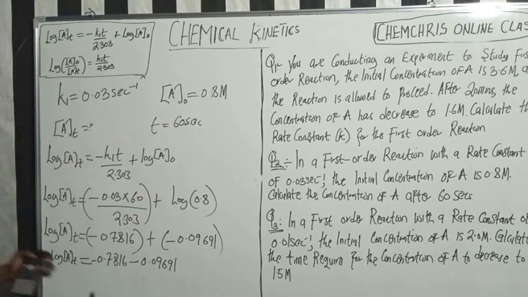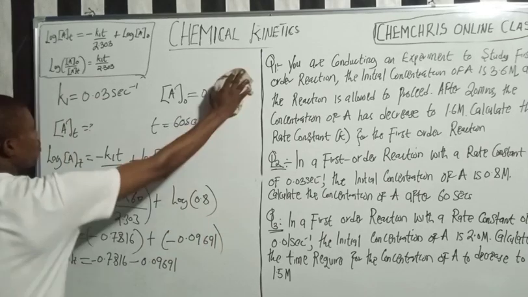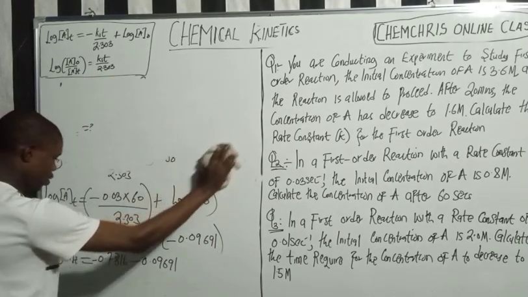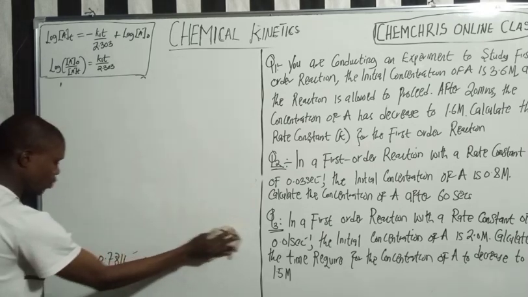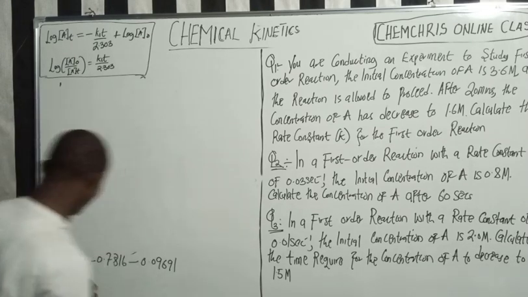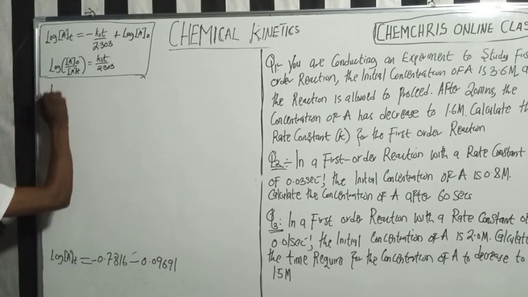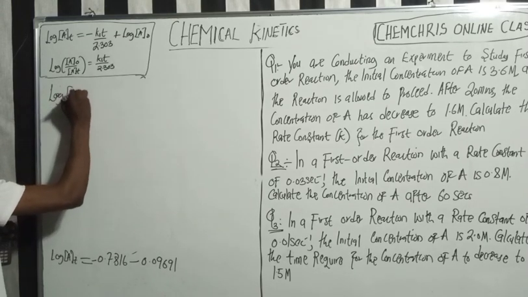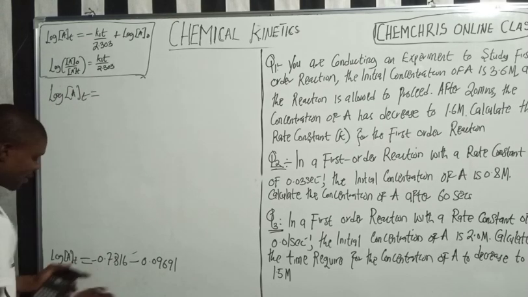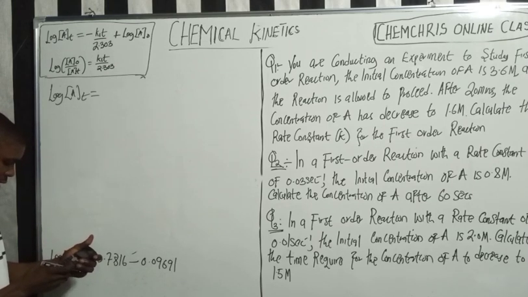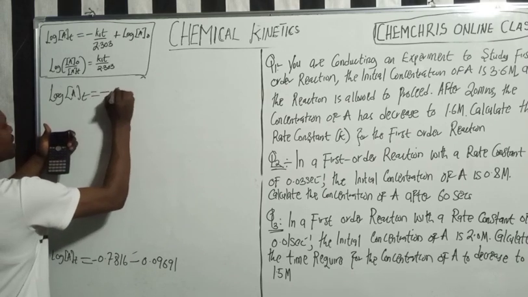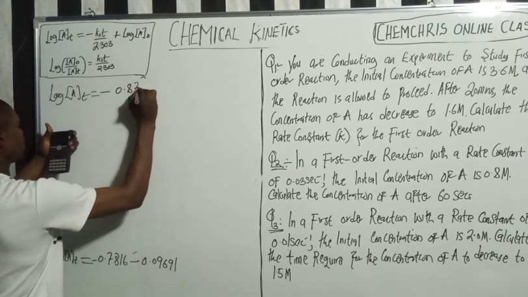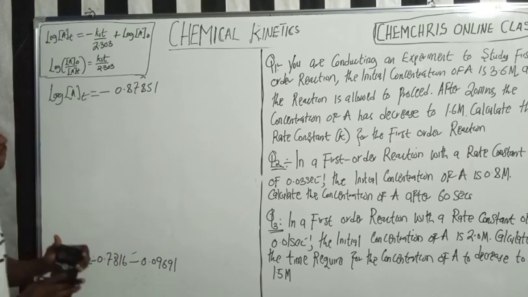So I want to widen this place here because there is no other space again. I want to widen it out so that I'm able to complete the calculation. If I do it here, it's going to be log A_t equals minus this. So it's going to be minus 0.7816 minus 0.09691. So here we have minus 0.87851. Can you see that?